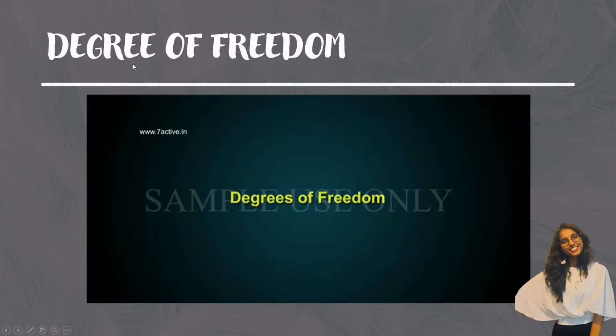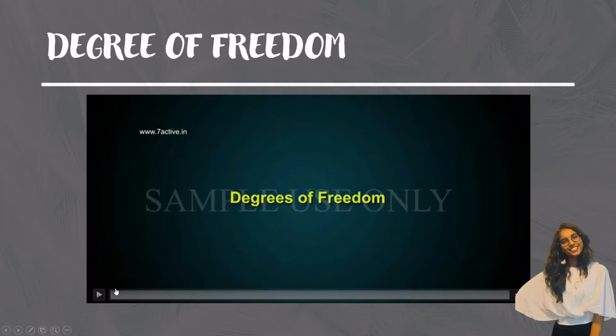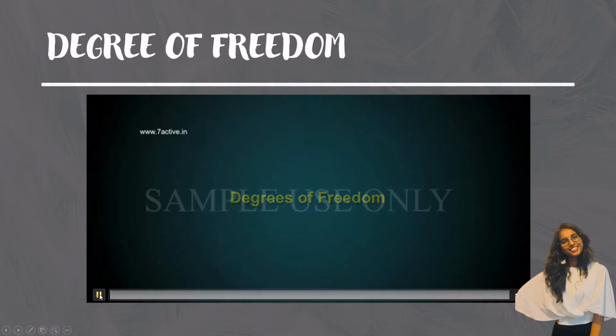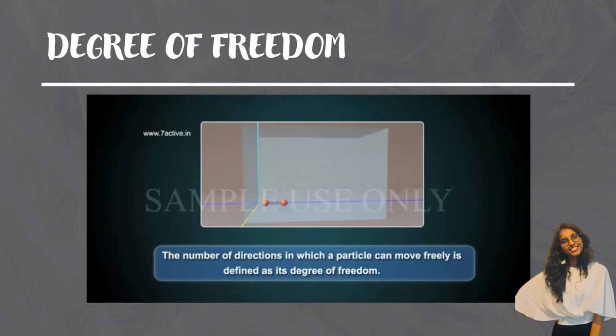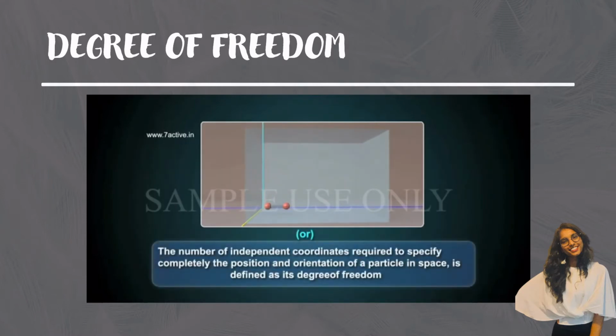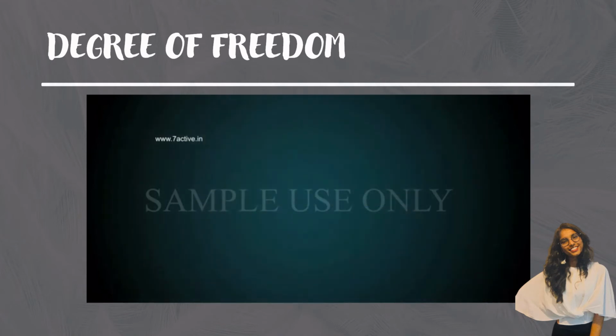So next, we're going to discuss degrees of freedom. To understand further, we can watch this video. So let's go. The number of directions in which a particle can move freely is defined as its degree of freedom, or the number of independent coordinates required to specify completely the position and orientation of a particle in space is defined as its degree of freedom.